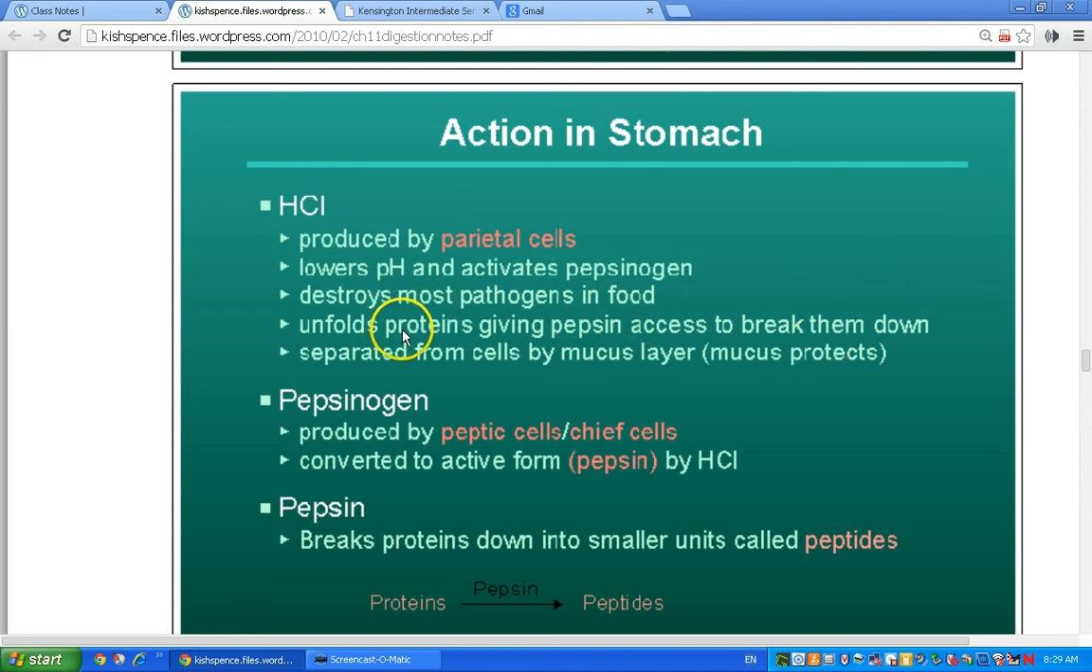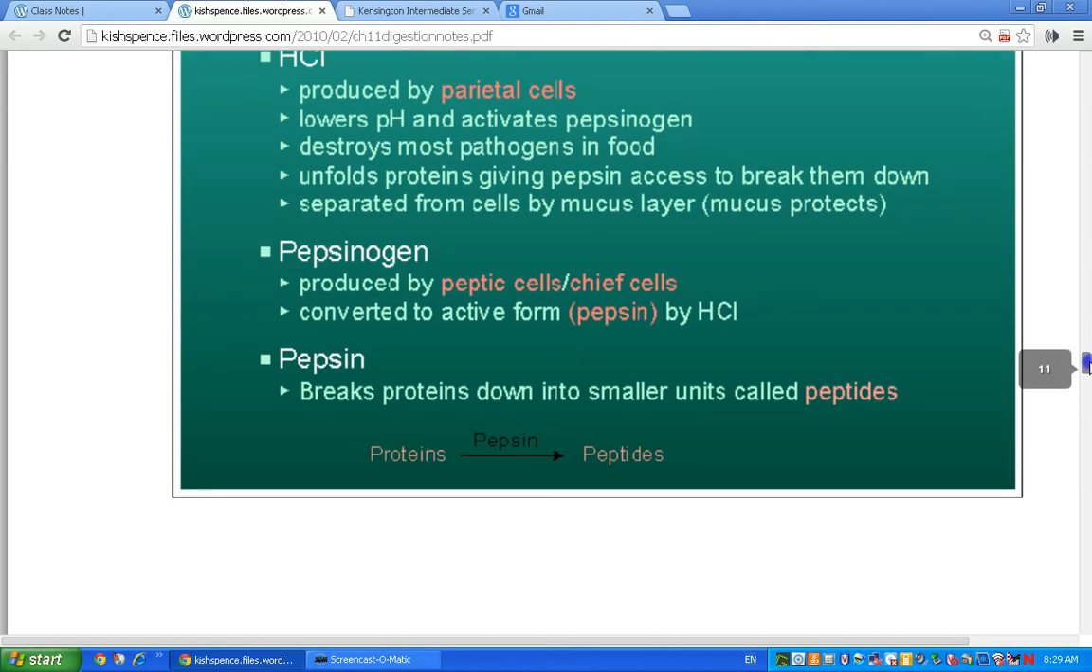It also helps to unfold proteins so that the enzyme pepsin can do its job, which is to break them down into smaller peptides. The mucus that's produced makes a mucus layer that protects our cells that line our stomach. And you'll learn later that ulcers result from something happening that causes that mucus layer to not be complete. It means that the acid can burn away at the cells in your stomach, and it's really painful.